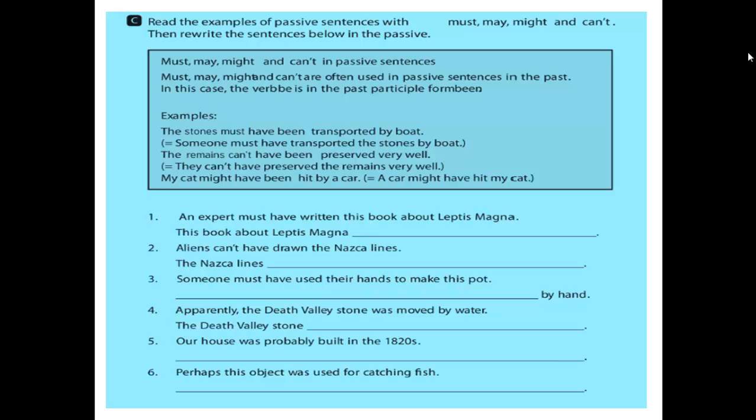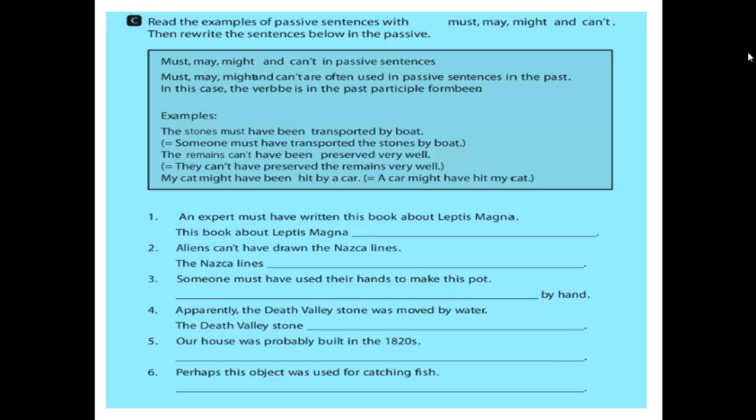Number 4. Apparently, the Death Valley stone was moved by water. So the Death Valley stone might have been moved by water. Number 5. Our house was probably built in the 1820s. So our house might have been built in the 1820s.